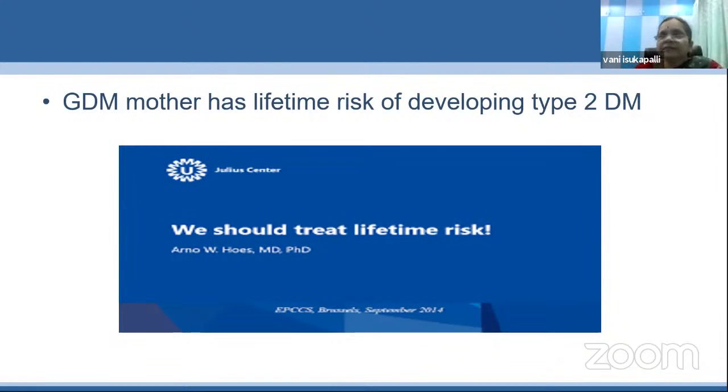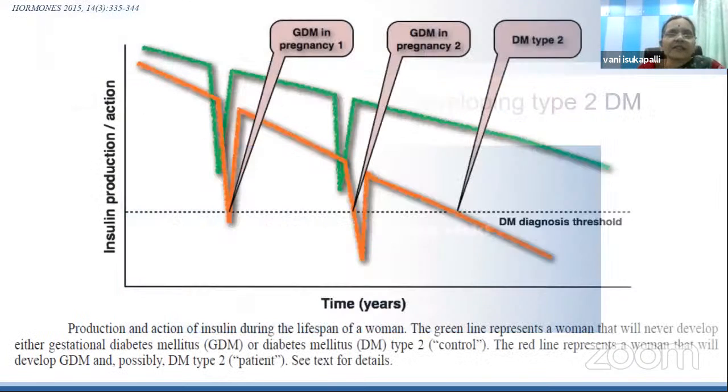A gestational diabetes mother has a lifetime risk of developing type 2 diabetes in her future. So therefore, we should be concentrating at this stage, in the antenatal period, to detect women having gestational diabetes for a good pregnancy outcome in that pregnancy, and not only that, also to define those gestational diabetic mothers and pick them up and see that they don't have a lifetime risk of developing type 2 diabetes mellitus.